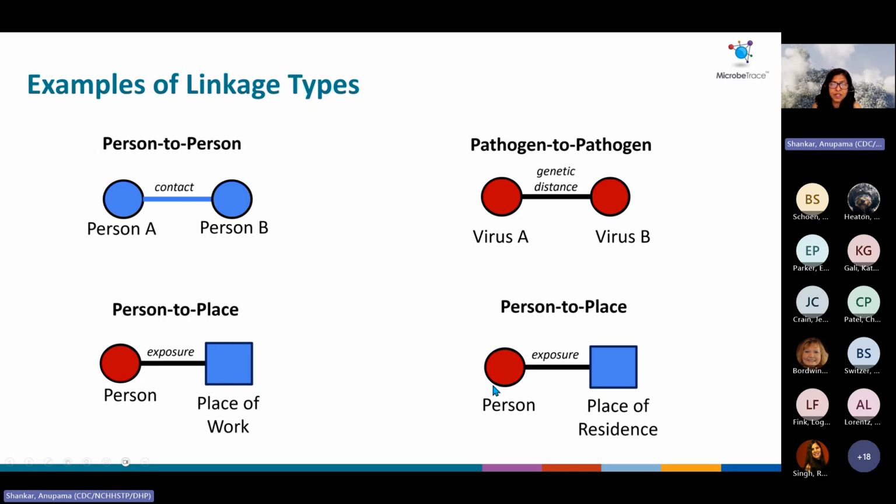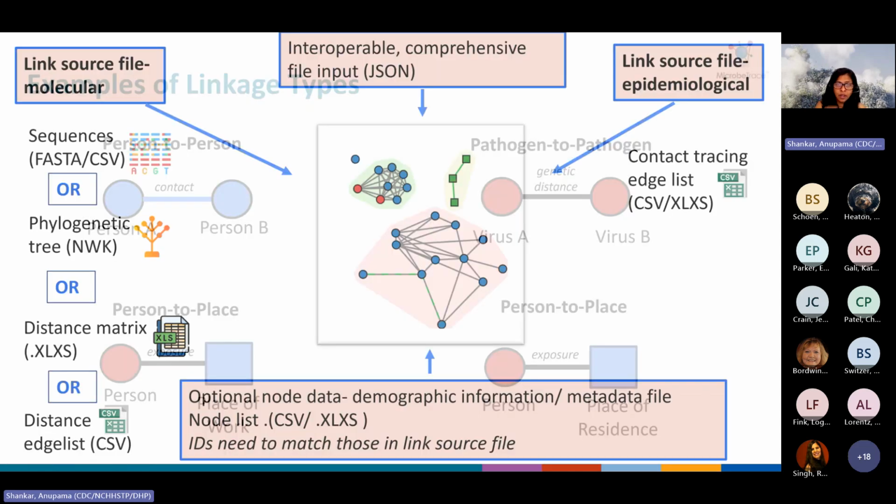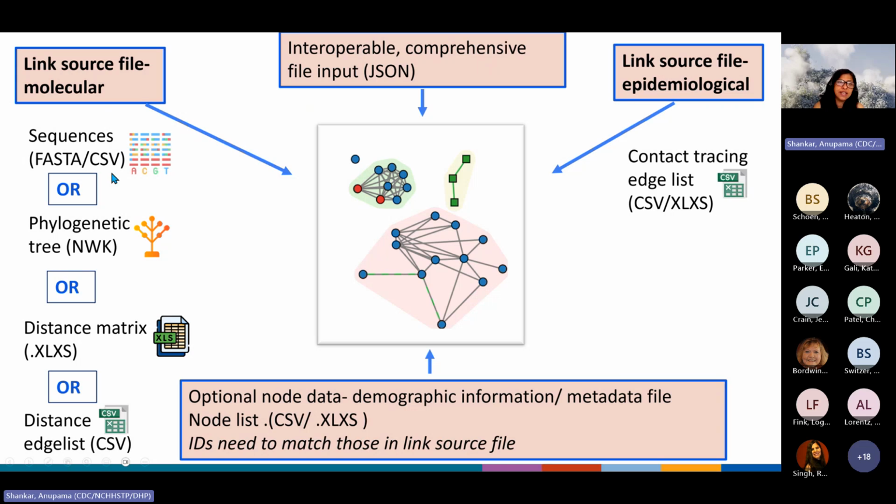You could also have persons reporting exposure, either through a place of work or a place of residence. So it's a person to place link. So these are the different types of links that you could see in your network. Essentially, these are the types of files that MicrobeTrace can handle. You can have one or more of these.